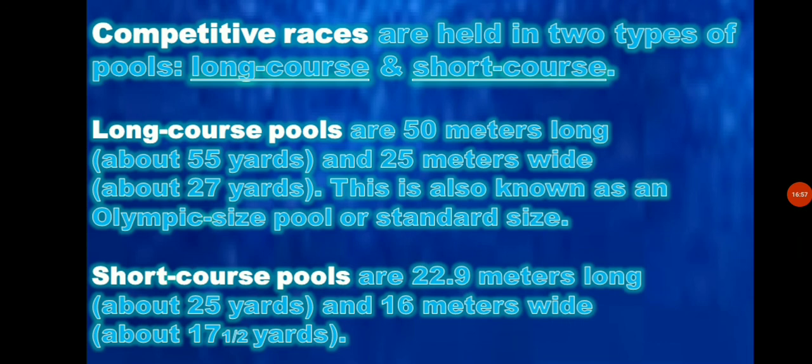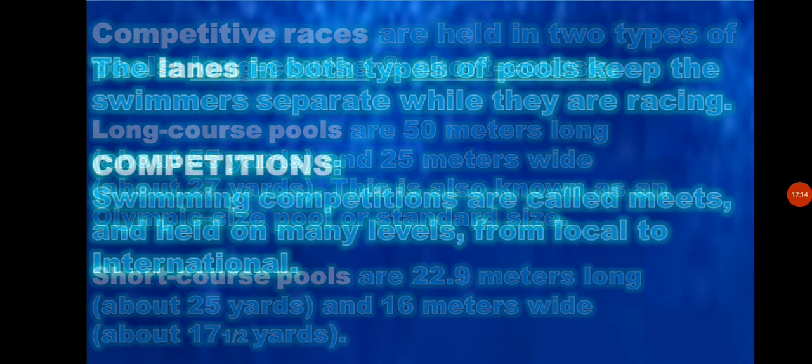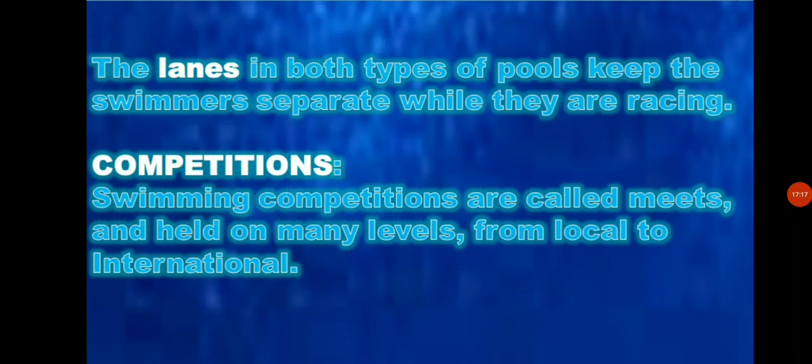In national and international competition, the water must be between 78 and 80 degrees Fahrenheit, at least 4 feet deep, and the pool at the Olympic Games is always about 8 feet deep, 2.5 meters. Again, the lanes, in both types of pools, keep the swimmers separate while they are racing.